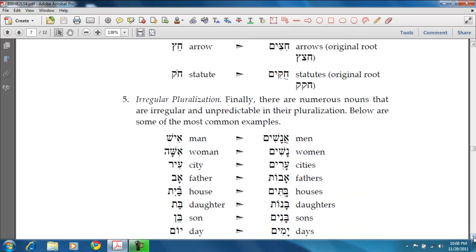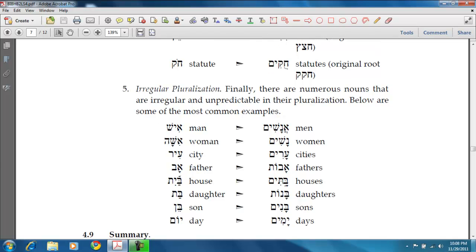Okay, let's go into some irregular pluralization. Again, we have irregular nouns. And so we're going to have irregular plural nouns too. And so we got the ish and anashim. We have isha and nashim. Ir, arim. You see how the hirik yod has now become a kametz.